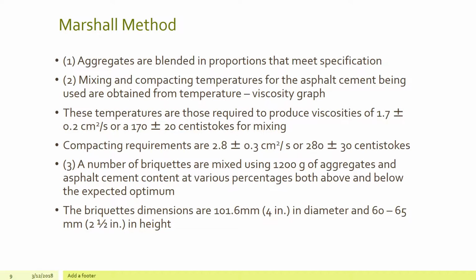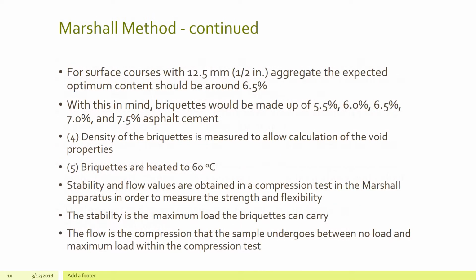centistokes. We then look at the number of briquettes mixed using 1,200 grams of aggregates and asphalt cement content at various percentages, both above and below the expected optimum. The briquette dimensions are 4 inches in diameter and 2.5 inches in height. For surface courses with a half-inch aggregate, the expected optimum content should be around 6.5%. With this in mind, briquettes would be made up of 5.5, 6, 6.5, 7, and 7.5% asphalt cement.